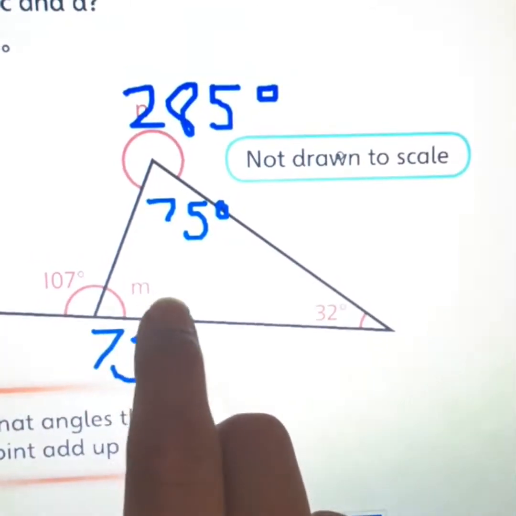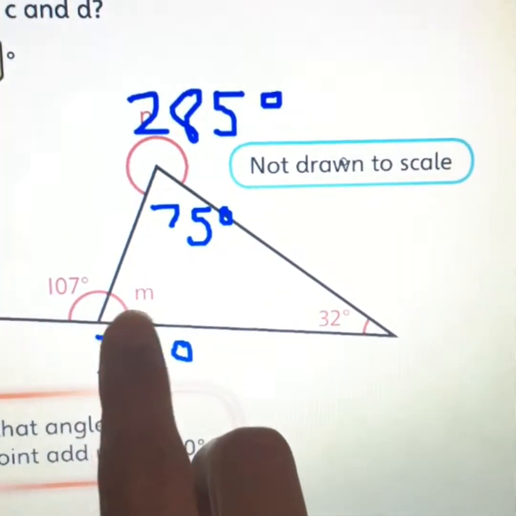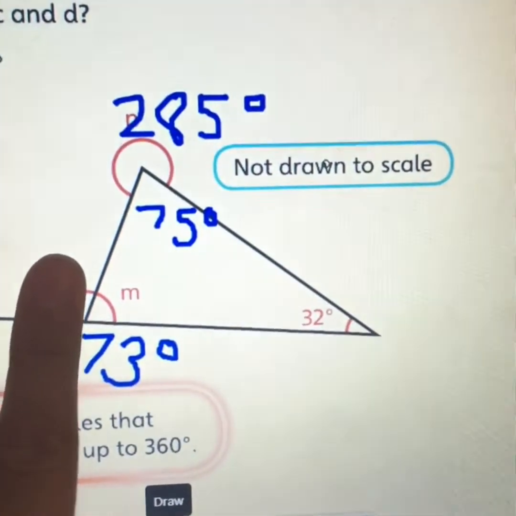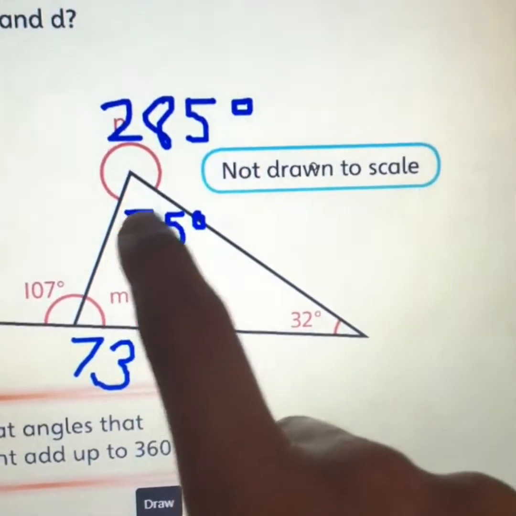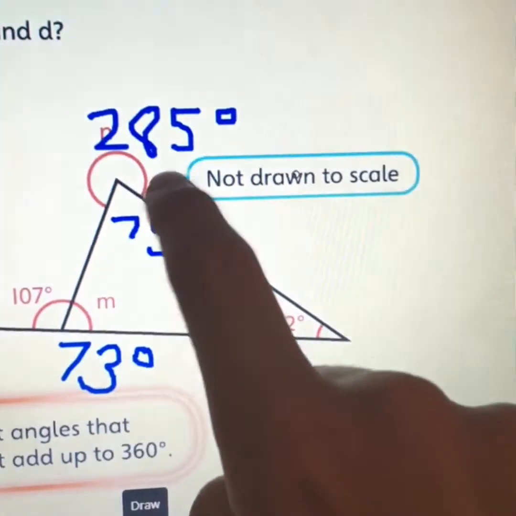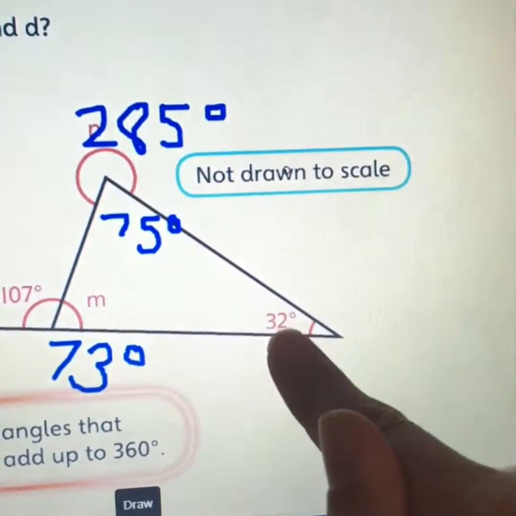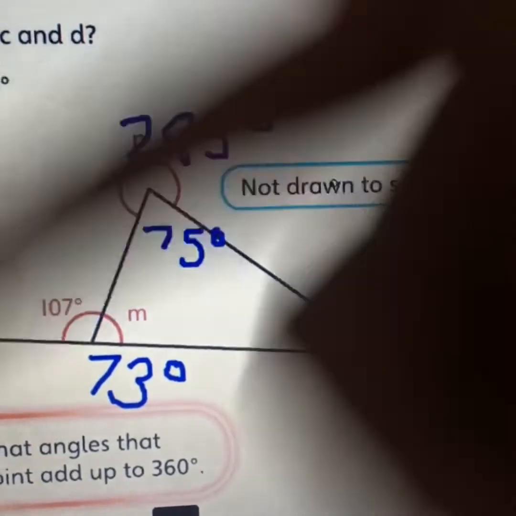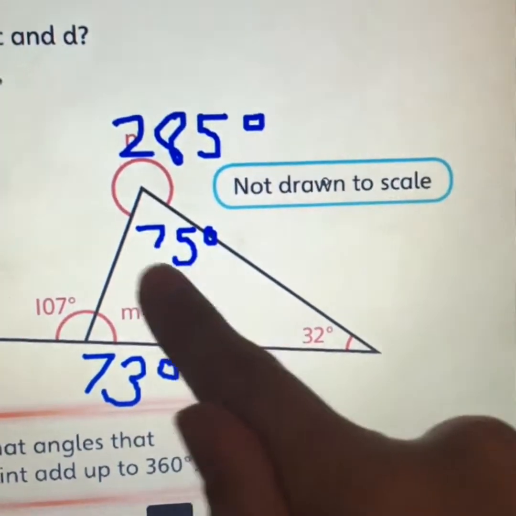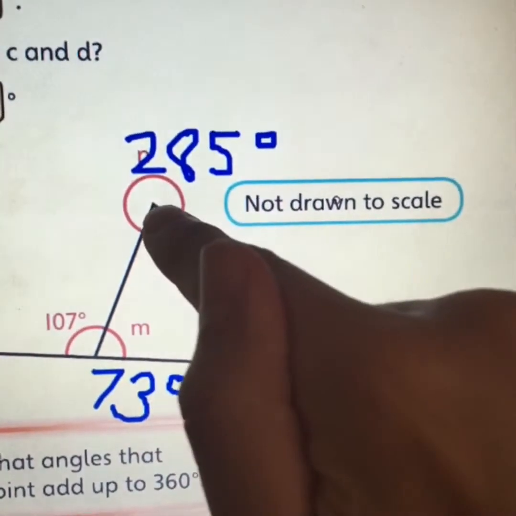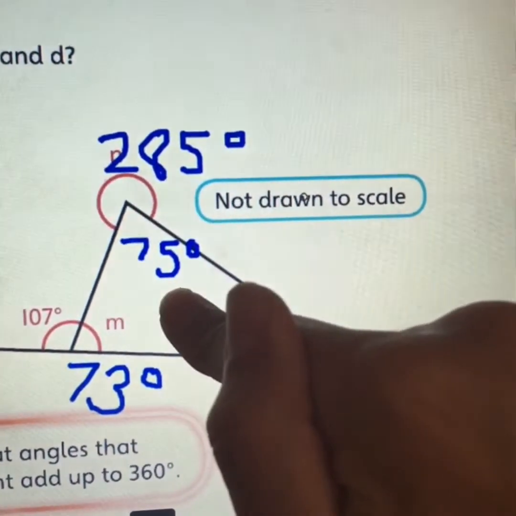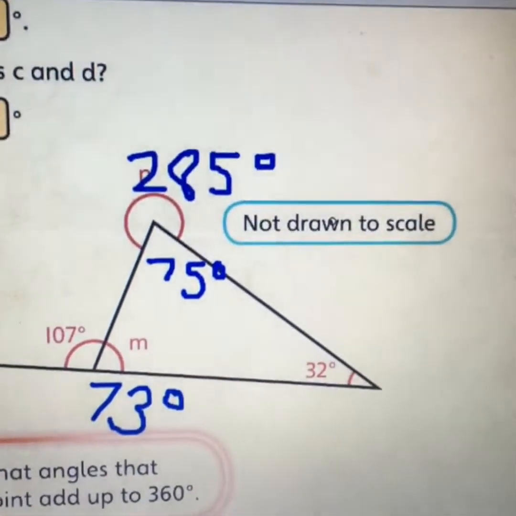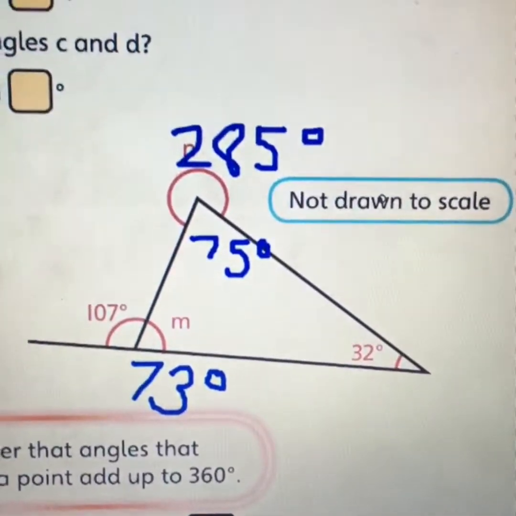So this is a straight line, it's 180 degrees, so 180 take away 107 would leave you with M as 73 degrees. Now I need to work out this angle here so I can work out angle M. So I'm going to do 73 add 32, take that away from 180, which would be 75 degrees. As we know, this is 360 degrees, so 360 degrees take away 75 degrees would be 285 degrees. Well done if you got that right.